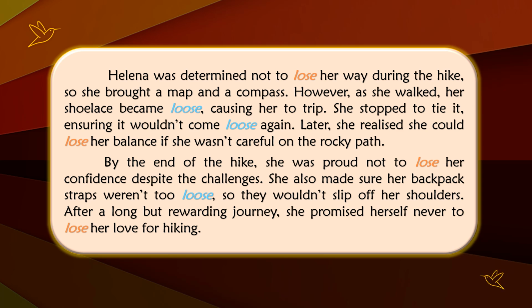Read the text carefully, identifying where each meaning applies. Focus on how each form fits within the overall context to convey its meaning. Helena was determined not to lose her way during the hike, so she brought a map and a compass. However, as she walked, her shoelace became loose, causing her to trip. She stopped to tie it, ensuring it wouldn't come loose again.